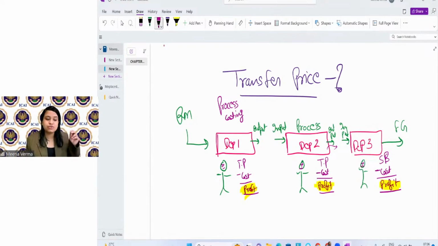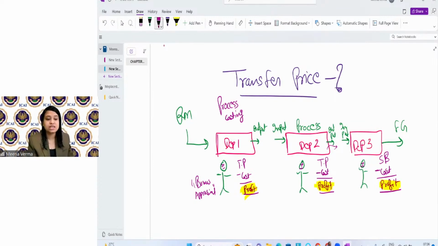Because on the basis of the profit of their respective department, they will get what? The appraisal, the bonus. So on the basis of the profit of their respective department, they will get the bonus or appraisal. So this is how things are happening here. They are all focused on increasing the profitability of their respective department.